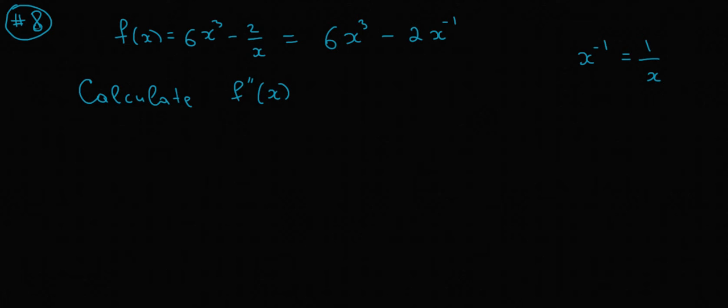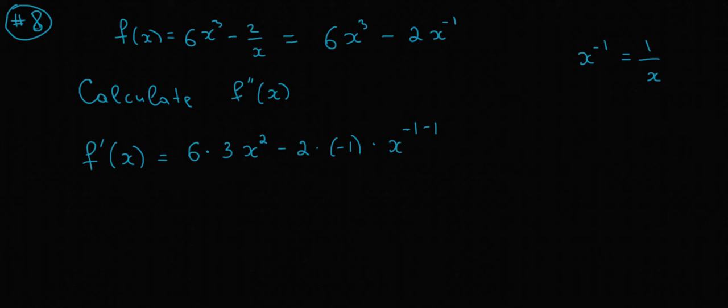Now the reason it is helpful to rewrite the function this way is because when we calculate the derivative, if the function is written this way, we could differentiate using the power rule. Okay, so first let's calculate the derivative. First derivative of this function, we're using the power rule, so we get 6 times 3x squared minus 2 multiplied by negative 1 times x to the power negative 1 minus 1.